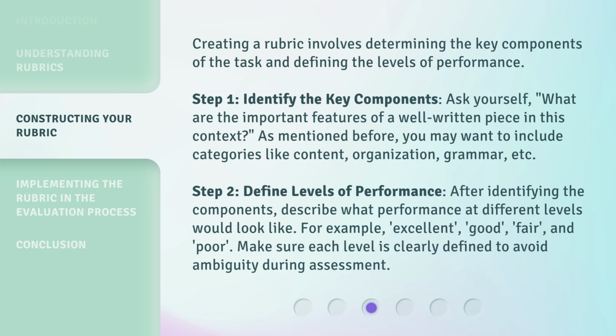Step 2. Define levels of performance. After identifying the components, describe what performance at different levels would look like. For example, excellent, good, fair, and poor. Make sure each level is clearly defined to avoid ambiguity during assessment.